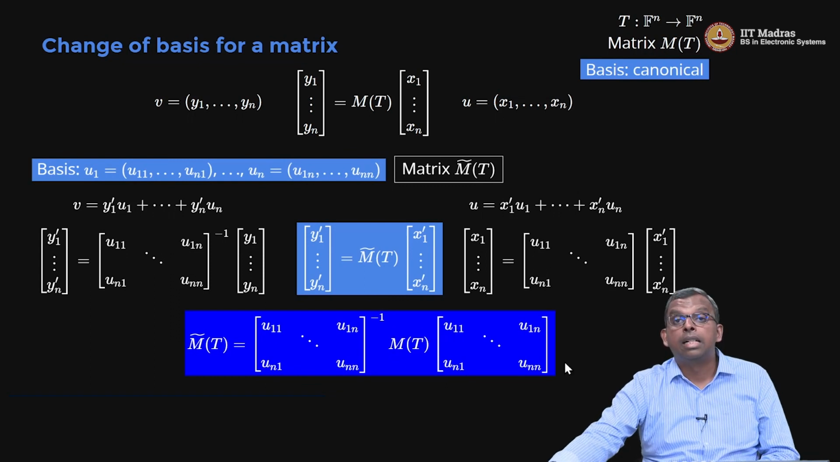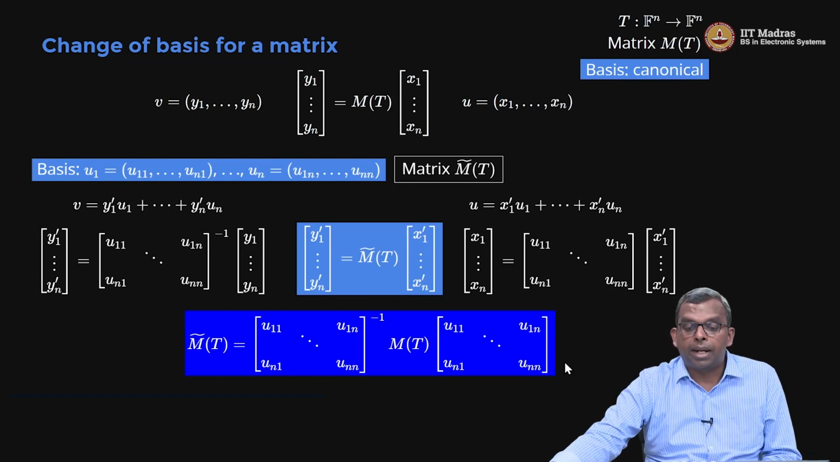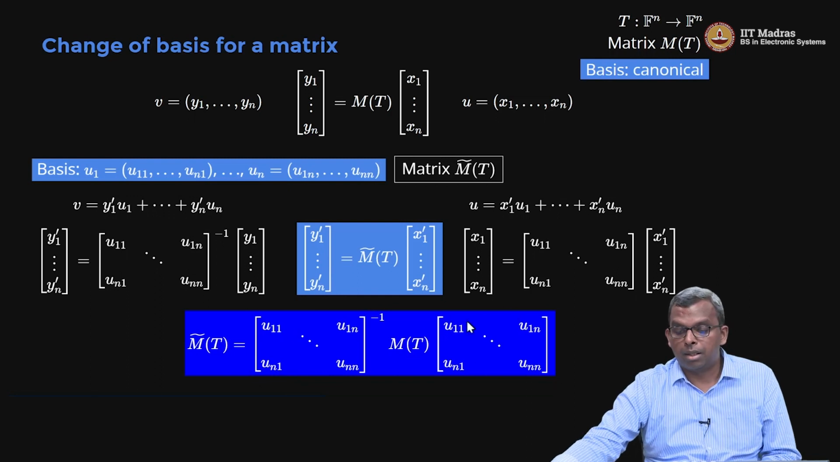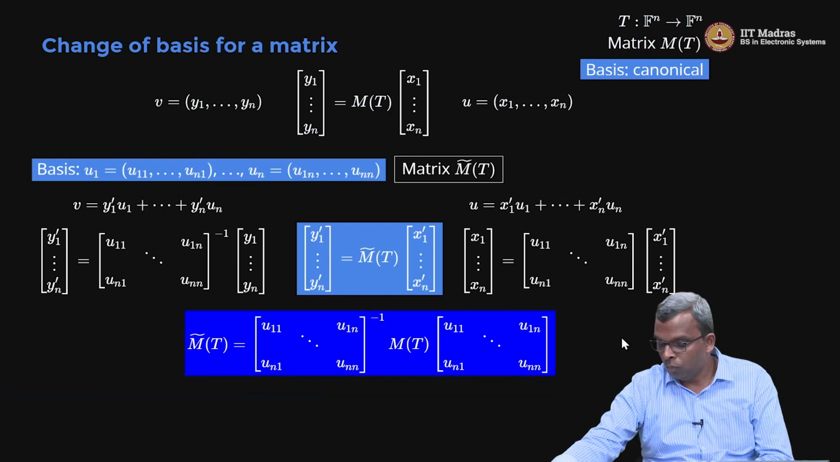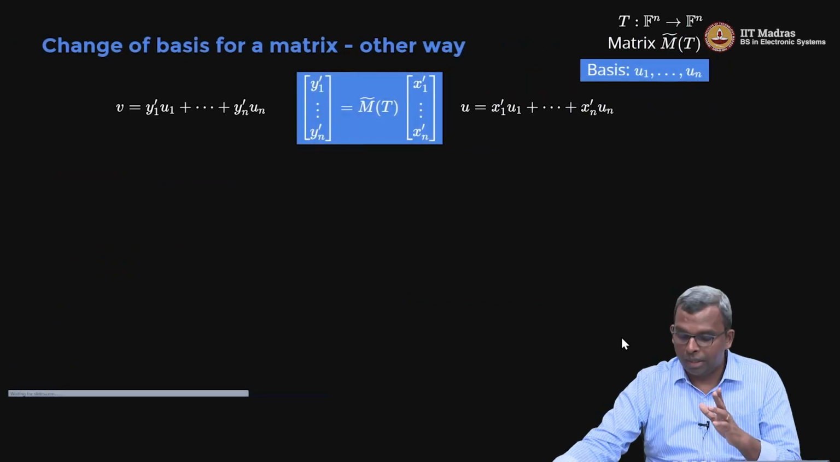So this is a nice thing to keep in mind, how this is derived. If you are given the matrix of an operator on the canonical basis and any other basis, there is a direct formula that converts to the new matrix in the new basis, which is m tilde of t, which is just the inverse of this matrix times m of t times that basis matrix itself. You can also do the reverse, the same in reverse.